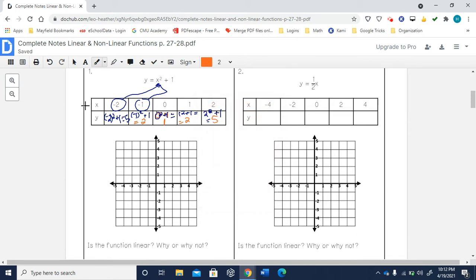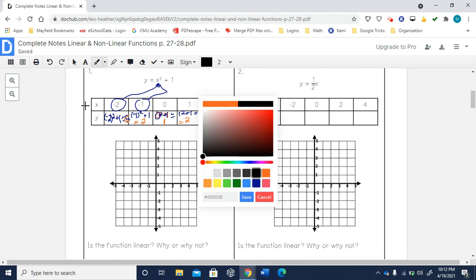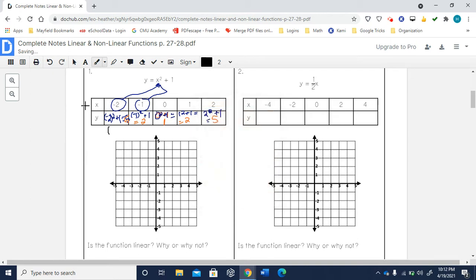So now that I have this table of values, these are all actually coordinates, okay? So my first coordinate is going to be -2, 5. So I can graph that point on the graph. The next one will be -1, 2. Next one, 0, 1. Next coordinate is 1, 2. And then we've got 2, 5.